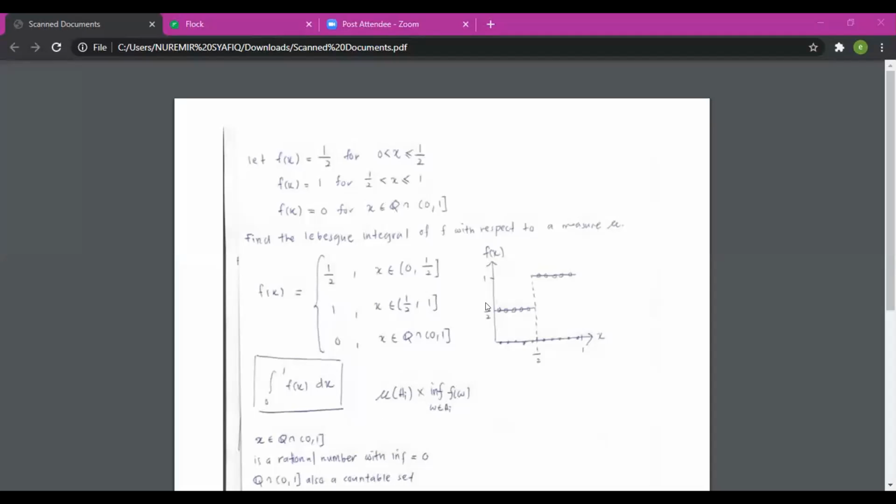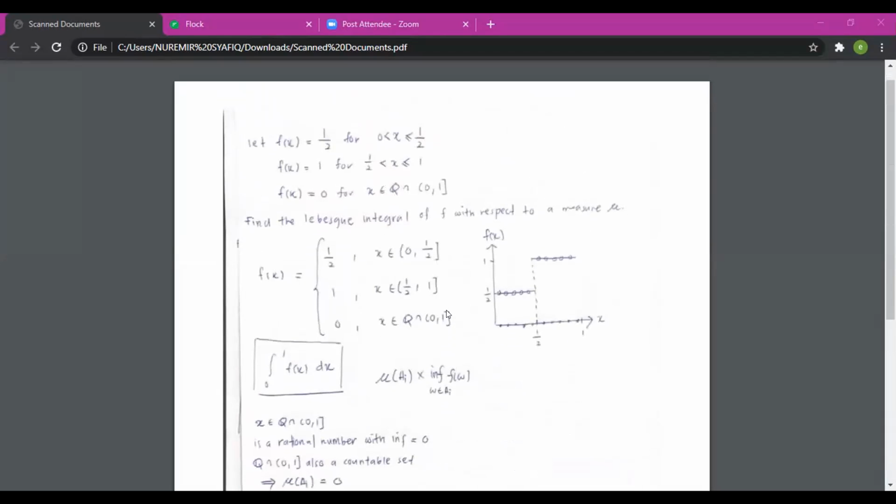Okay, for question number 2, the question is: let f(x) equal 1/2 for x in 0 to 1/2, f(x) equal 1 for x in 1/2 to 1, and f(x) equal 0 for x a rational number in 0 to 1. Find the Lebesgue integral of f with respect to a measure mu.